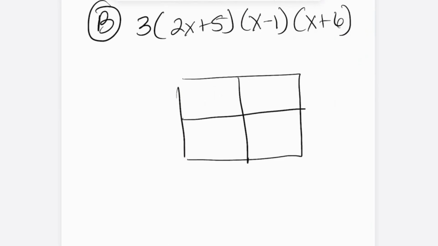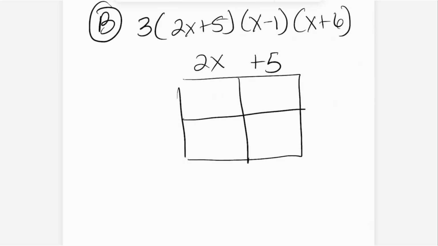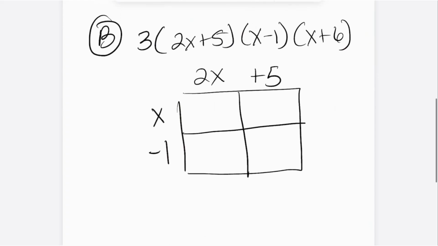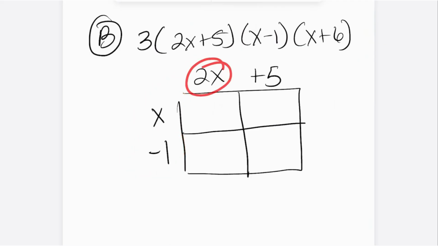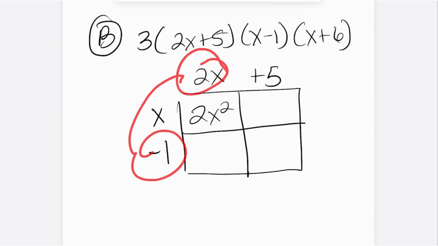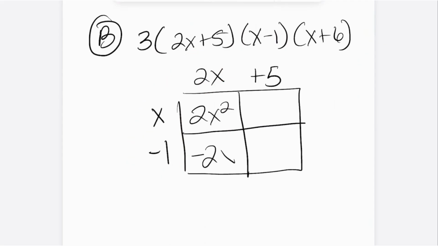Across the top, I'm going to go ahead and put 2x plus 5. Down the side, I'm going to put x minus 1. And now I'm going to start multiplying each column here. So I'm going to focus on our first column, and that's going to be 2x. So I'm going to do 2x times x, and then I'm going to do 2x times negative 1. So 2x times x is going to give me 2x squared. 2x times negative 1 is going to give me negative 2x.